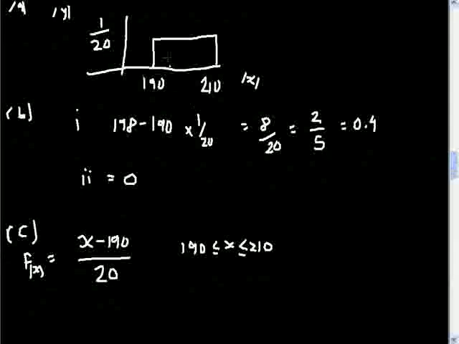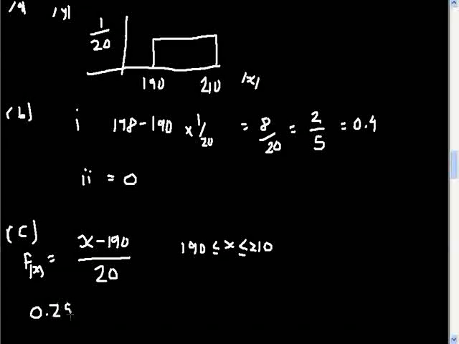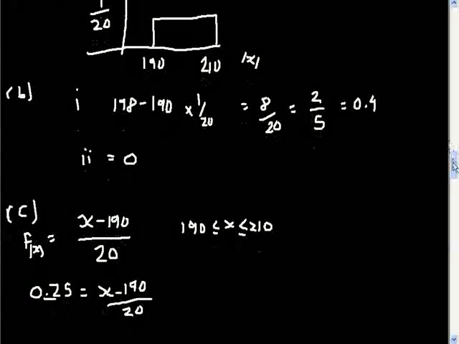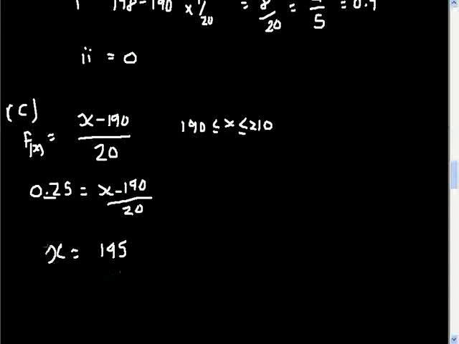If I want the interquartile range, I need to know where the 25% probability will be. So I set this equal to 0.25 to find where the lower quartile is. The lower quartile would be at the 0.25 probability level. So I figure out what x is after substituting 0.25 for F(x). I get x to be 195. That's my lower quartile.